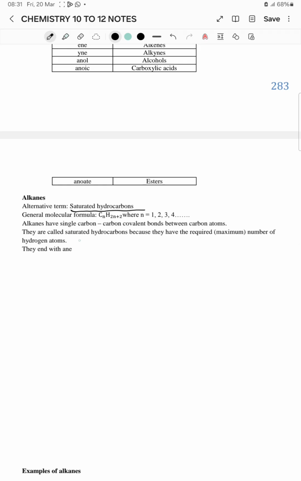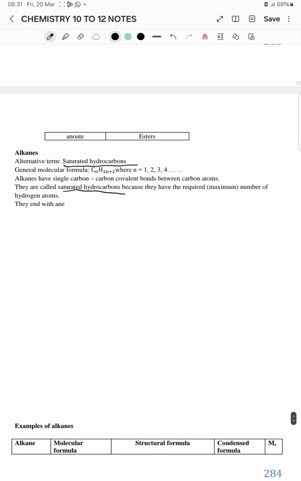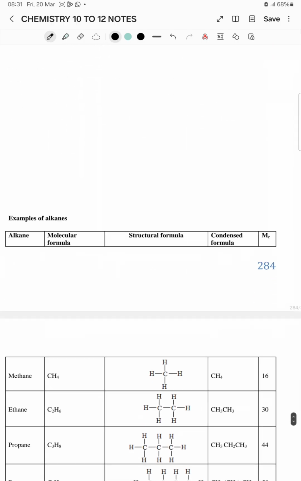They are called saturated hydrocarbons because they have the required maximum number of hydrogen atoms. They end with the ANE. So these guys, they contain a single bond. That's why they are called saturated hydrocarbons.